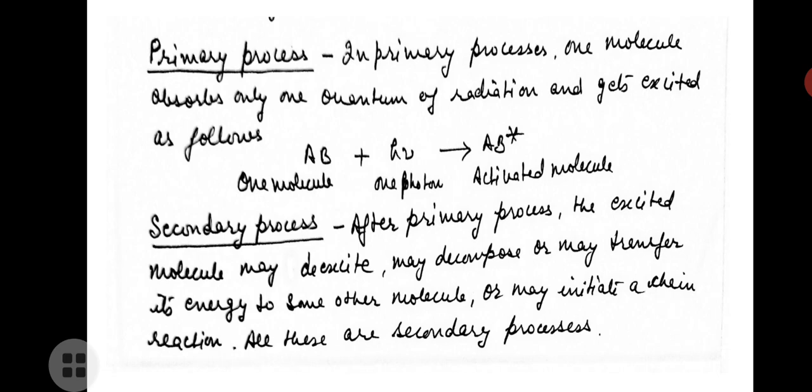Now let us study primary process and secondary process. In primary process, one molecule absorbs only one quantum of radiation and gets excited, as shown in the equation. In secondary process, after the primary process, the excited molecules may de-excite, may decompose, or may transfer their energy to some other molecule, or may initiate a chain reaction. All these are secondary processes.